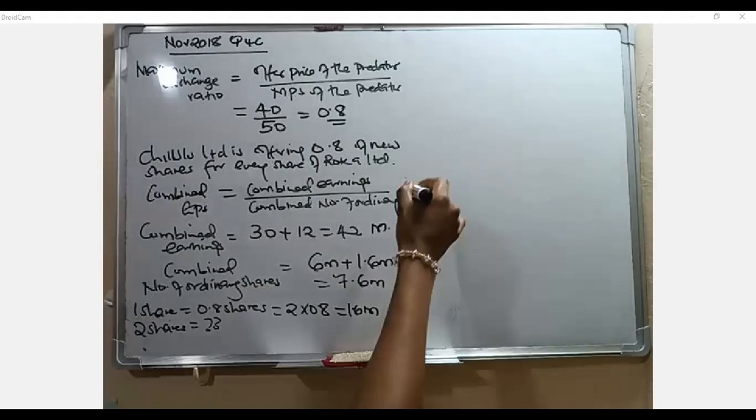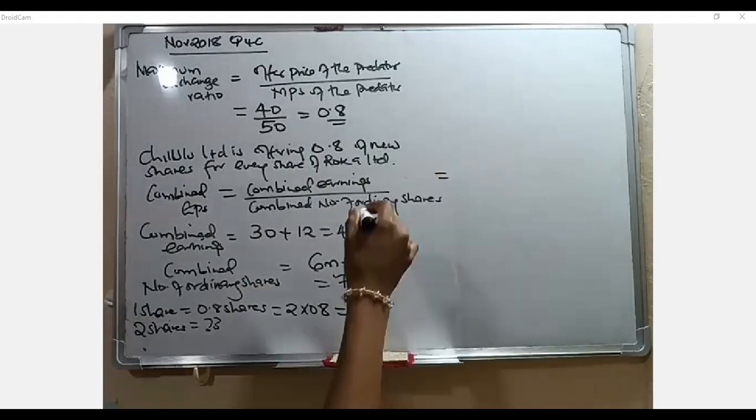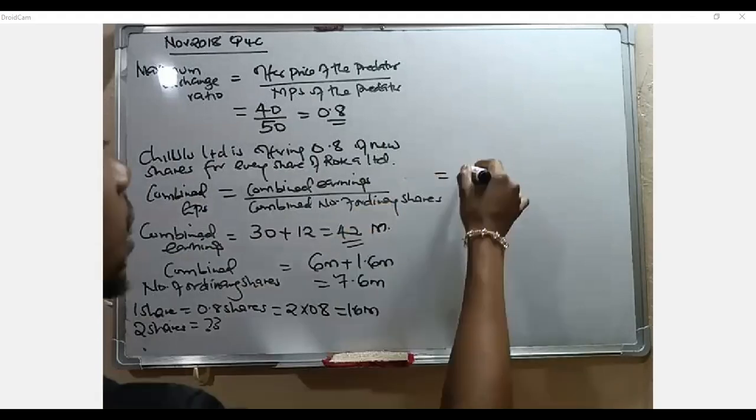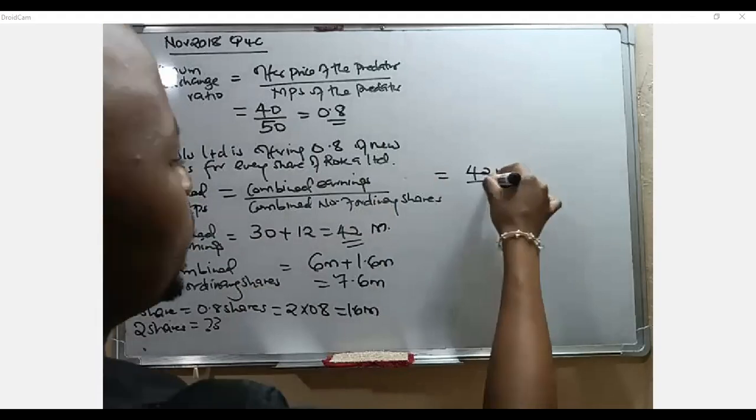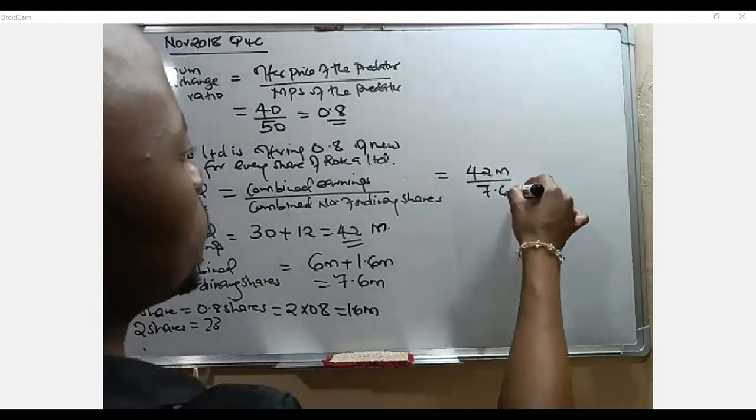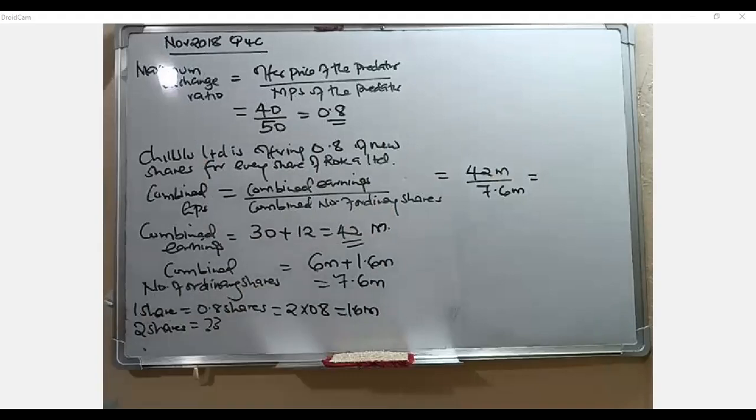Now, let us compute our combined EPS. I take the combined earnings, 42 million, and divide by 7.6 million. How much am I getting? 42 million divided by 7.6 million gives 5.53.